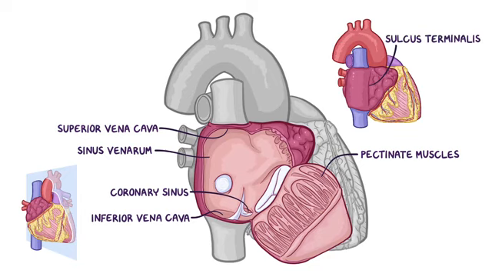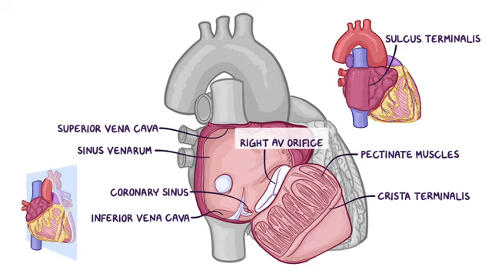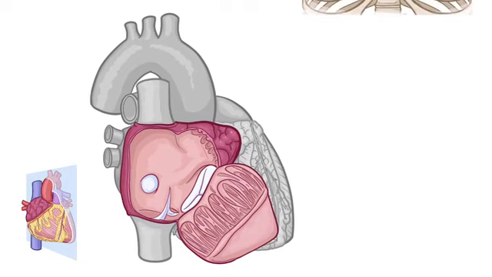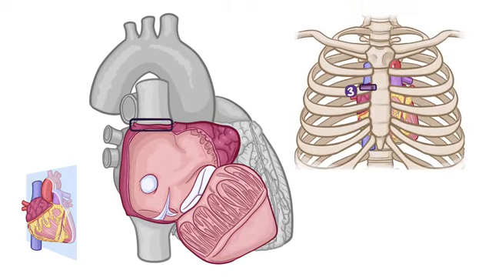Internally, these structures are separated by a vertical ridge called the crista terminalis. Inferiorly, you can also see the right AV orifice, also known as the tricuspid orifice, which is where the blood from the atrium goes into the ventricle. Now, the superior vena cava enters through the superior part of the right atrium, which is roughly at the level of the third costal cartilage. The inferior vena cava opens inferiorly almost parallel to the superior vena cava, roughly at the level of the fifth costal cartilage. Finally, the coronary sinus opens between the tricuspid orifice and the inferior vena cava orifice.